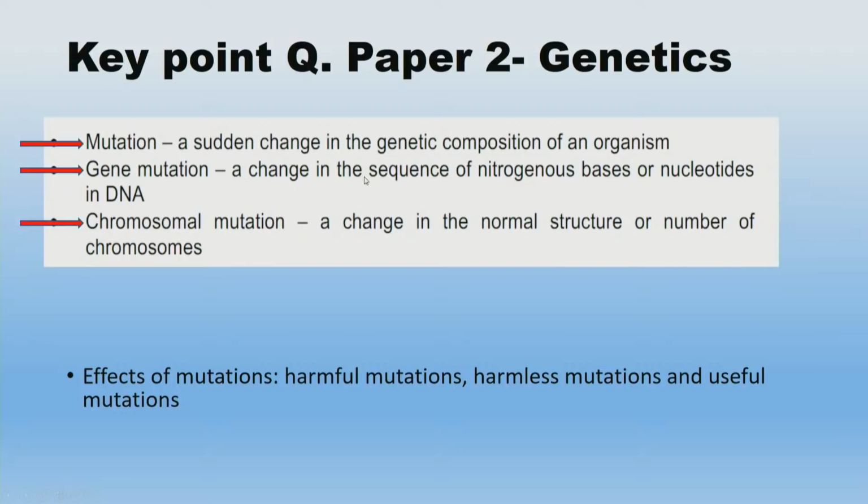It's a change in the sequence of nitrogen bases of nucleotides in a DNA. And this is stated in the exam guidelines. So state it like that: a gene mutation is a change in the sequence of nitrogen bases or nucleotides in DNA. And a chromosomal mutation is a change in the normal structure or number of chromosomes. So under mutations, we have a gene mutation and we have a chromosomal mutation. Both of them are very, very important when we explain mutations.